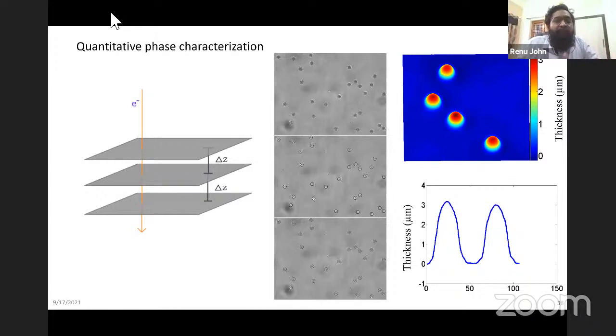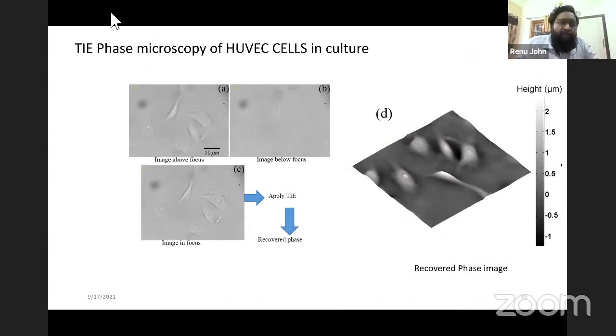So if you really want to observe live events which are faster in nature, this may not be a good solution. There has been a lot of work done where people try to look at a single image, but I won't go into those details. We looked at cells which are growing. These are fiber HUX cells, and we reconstructed the amplitude and thickness, and you could really see the cellular features right away in the images with the help of the phase microscope.